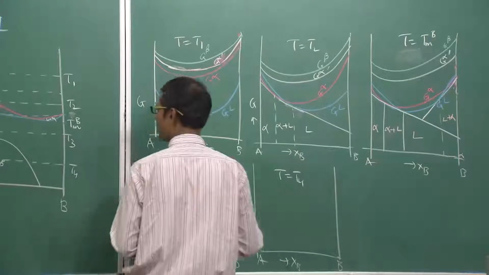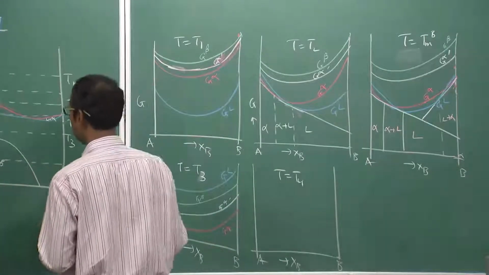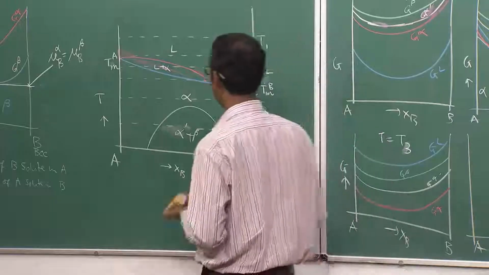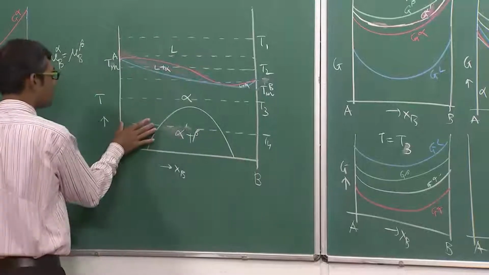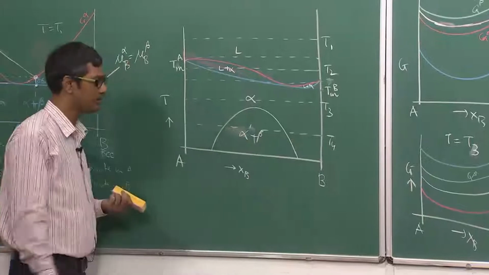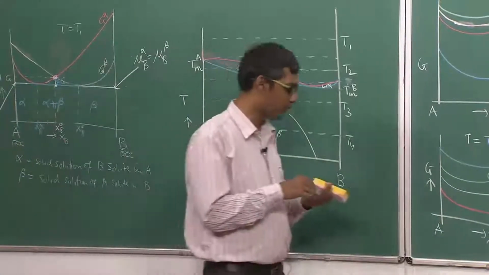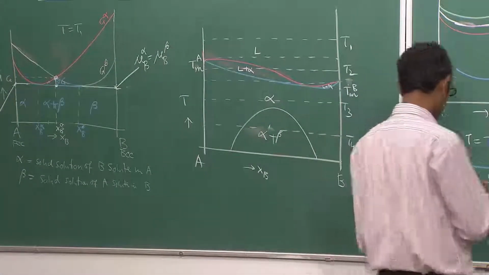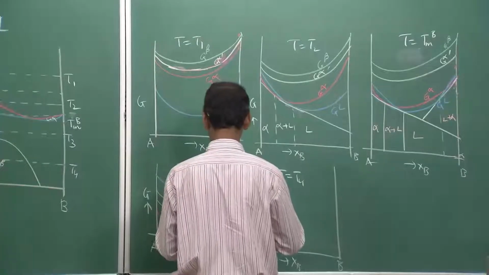That means there has to be a crossover between alpha prime and beta. But remember, there will be two crossovers because in this range alpha is stable, then alpha prime and beta is stable, then again alpha is stable. So that's why alpha will go through very interesting things. So first let us finish that liquid.